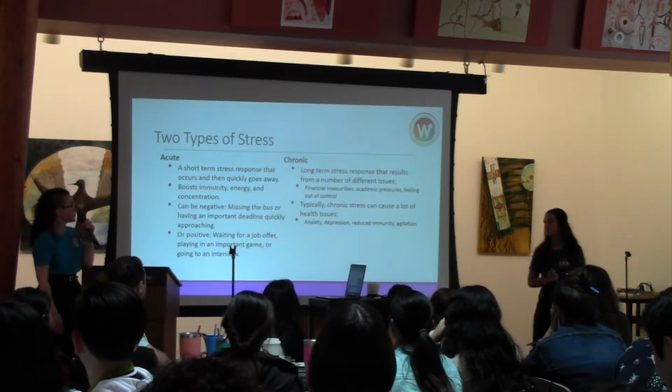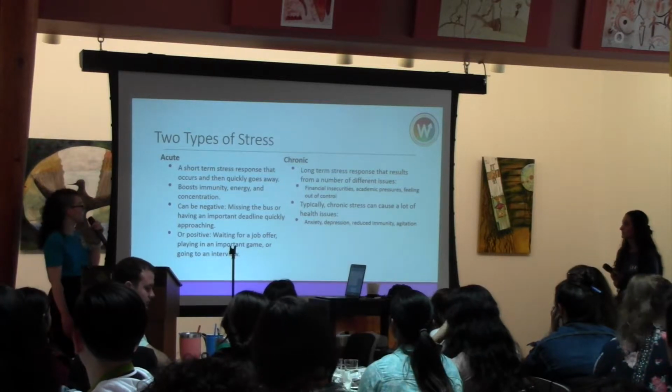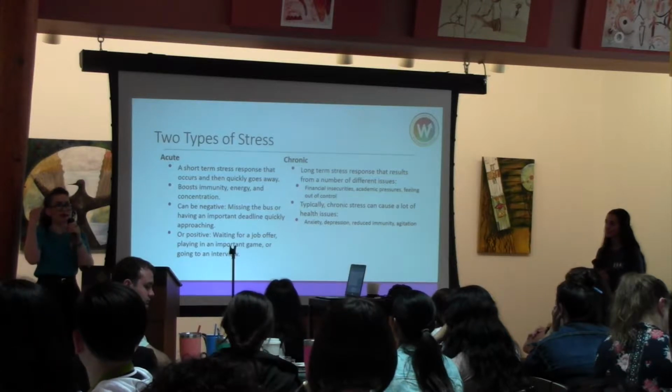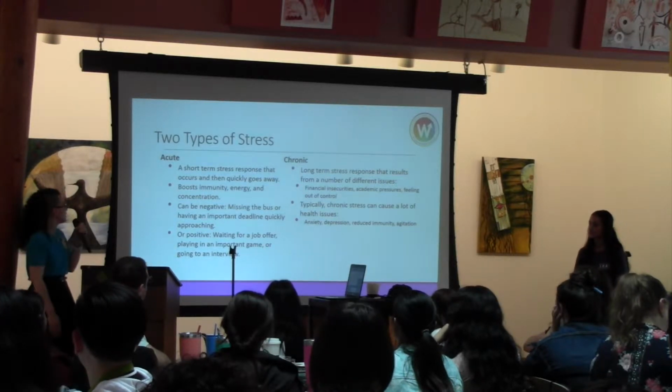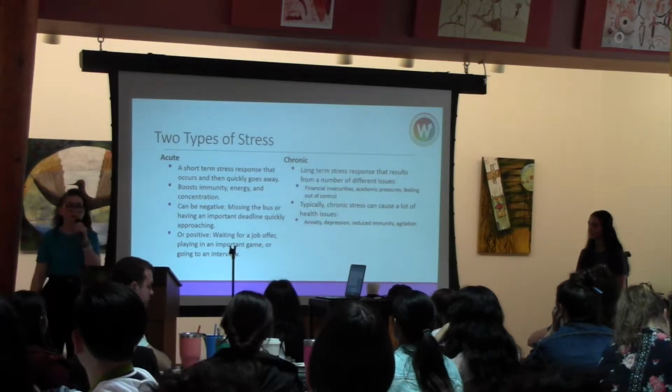There are 2 types of stress: acute and chronic. Acute is basically a short-term stress response. You get heightened a little bit, but then it goes down. It boosts immunity, energy, and concentration.